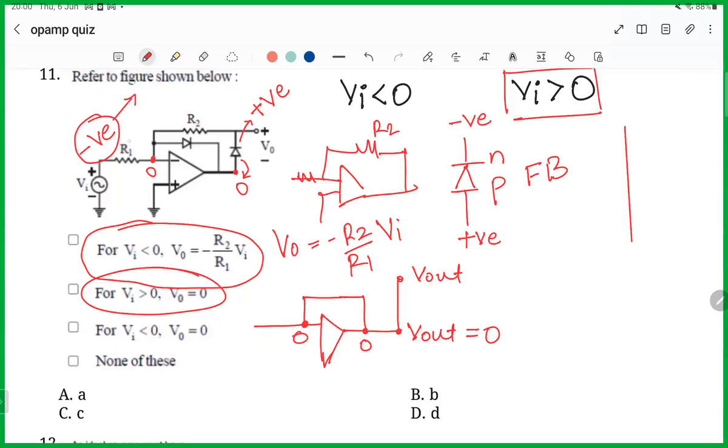Negative. Okay, negative. And this is 0, right? Yes. And if you put the initial voltage negative, then your output will be positive, right? Yes, sir. This is not clear. Why is the output positive?